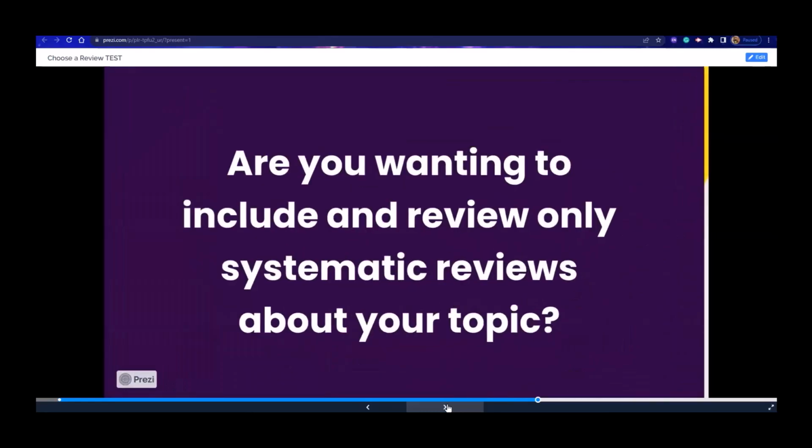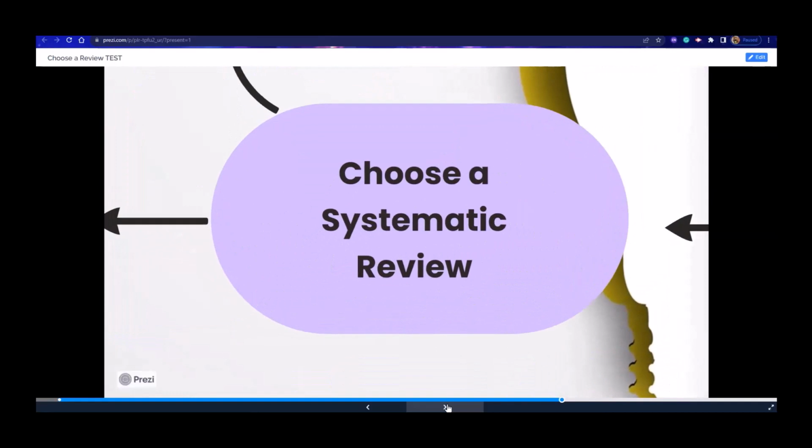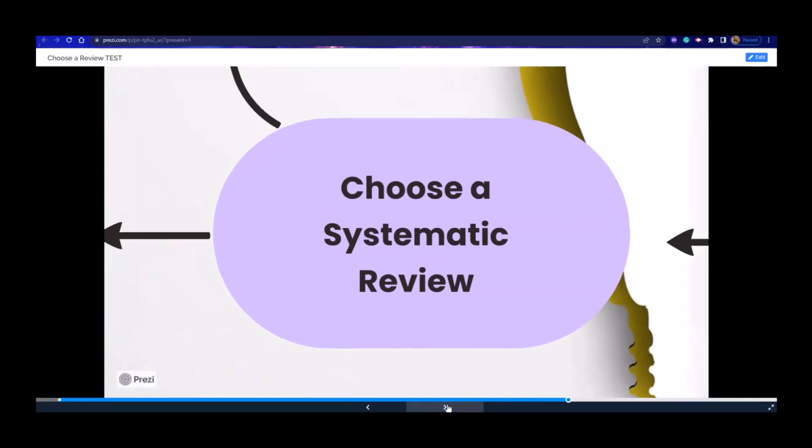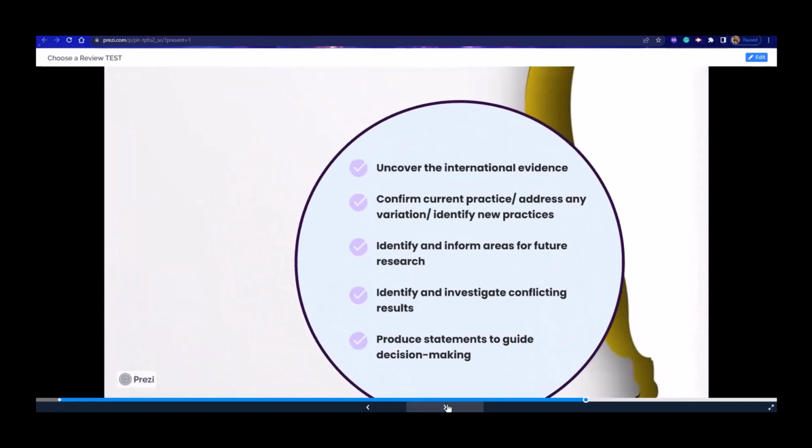Okay, so if you're not wanting to only review systematic reviews and essentially do an umbrella review, then you're choosing a systematic review. The purpose of a systematic review is to confirm practice, address variations, identify new practices, really identify the totality of the literature internationally and nationally as well, not just limit it to a certain geographic region. Identify and investigate conflicting results and try and figure out what happened there. And then also, the driving force of them should be to guide clinical decision making.